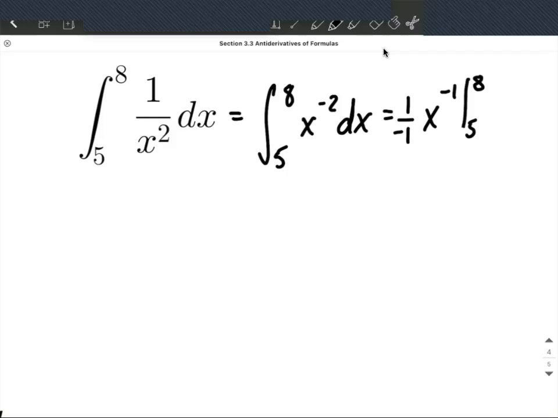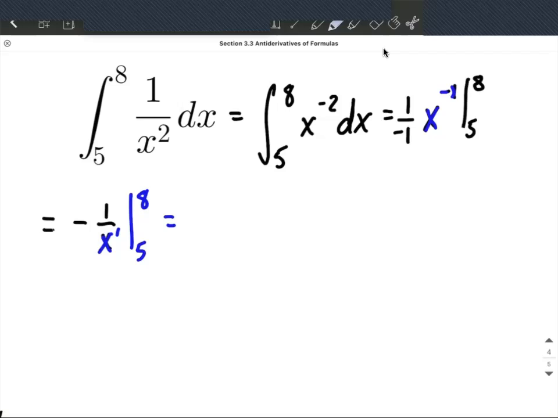We want to evaluate this from 5 to 8. So 1 divided by negative 1, I'm going to think of that as negative 1 out in front. And I'm going to first rewrite this with a positive exponent again. So that x to the negative first power, I'm going to make that x to the positive first power down in the denominator, evaluated from 5 to 8.